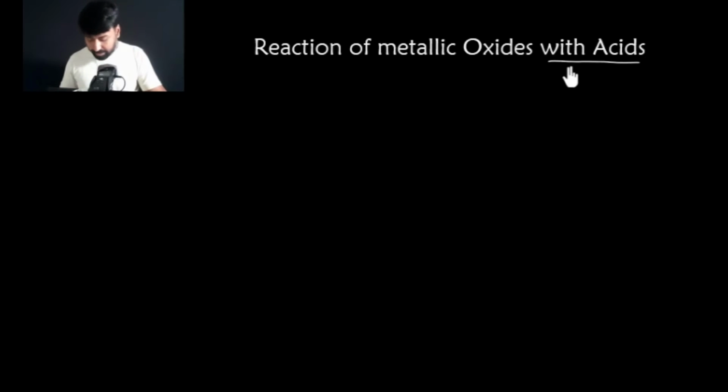There is one activity given in your NCERT CBSE class 10 textbook, that is 2.1.5. They are discussing a metal oxide. They have taken a metal oxide here, that is copper oxide, right?